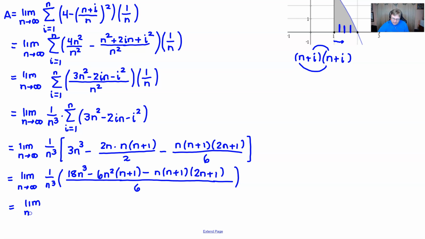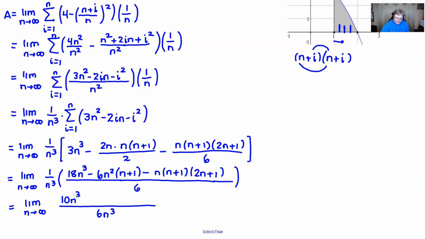I think this is going to be our last step of simplification because it seems pretty evident that the denominator is going to be 6n cubed. So we need to make sure that the numerator also has an n cubed, and I think it's going to, because I see 18n cubed minus what would eventually be 6n cubed minus what would eventually be 2n cubed. Hopefully you see all that. 18 minus 6 minus 2, that's 10, isn't it?